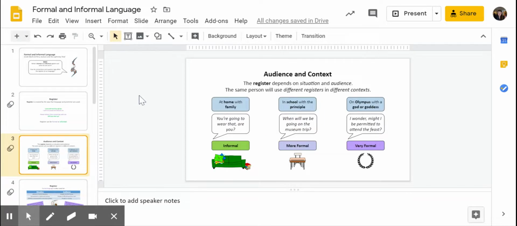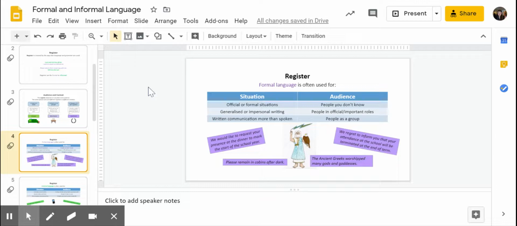Our register will depend on the situation and the audience. So, for example, if we're at home talking to our families, we might use a more informal register. If we're at school talking to Mrs. Flynn, we'd use a more formal one, and even more so if we were, say, on Mount Olympus talking to a god or goddess. Pause here and read through these examples, please.